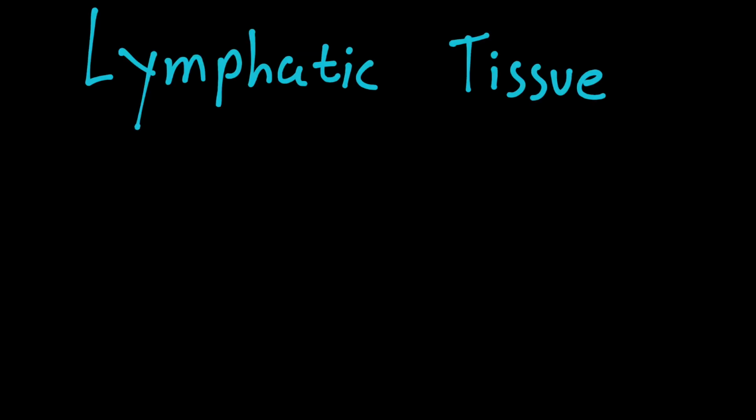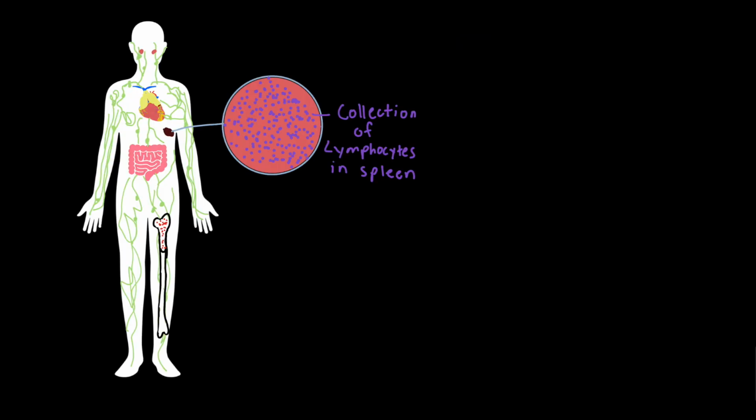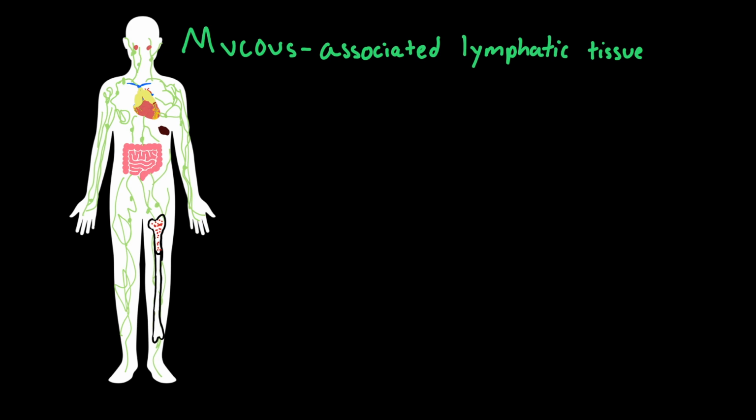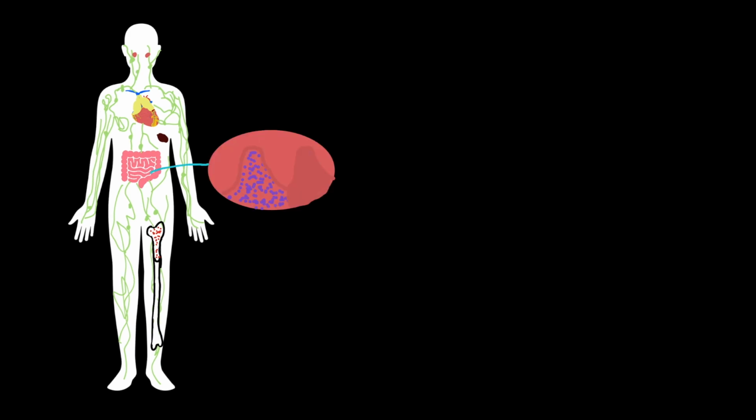Alright, so now let's discuss lymphatic tissue. Lymphatic tissue is composed of a collection of lymphocytes, which are just white blood cells in connective tissue. A primary example of lymphatic tissue is known as mucosa-associated lymphatic tissue, or just MALTs for short. MALTs is seen in the gastrointestinal tract and the nasopharynx.